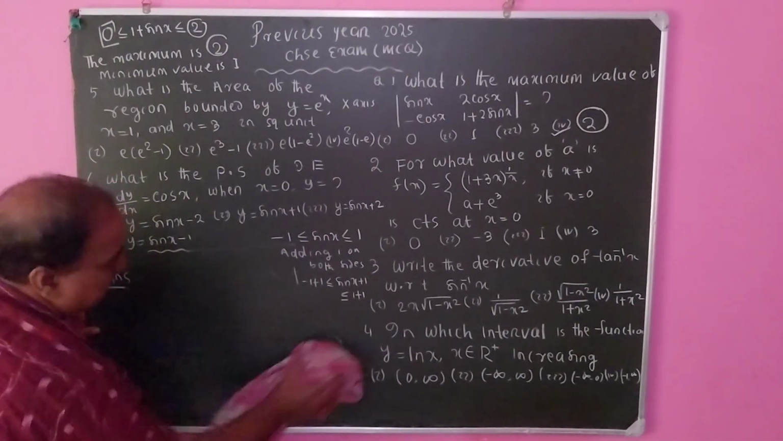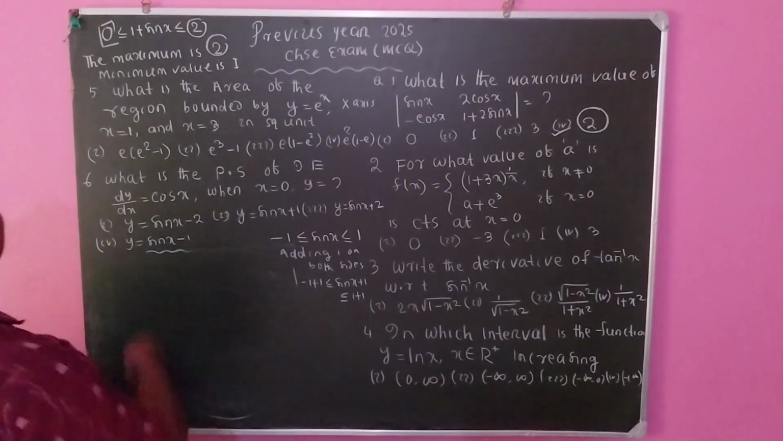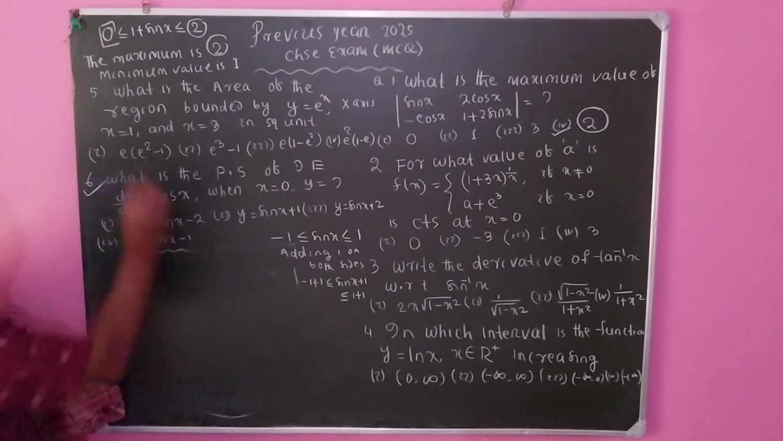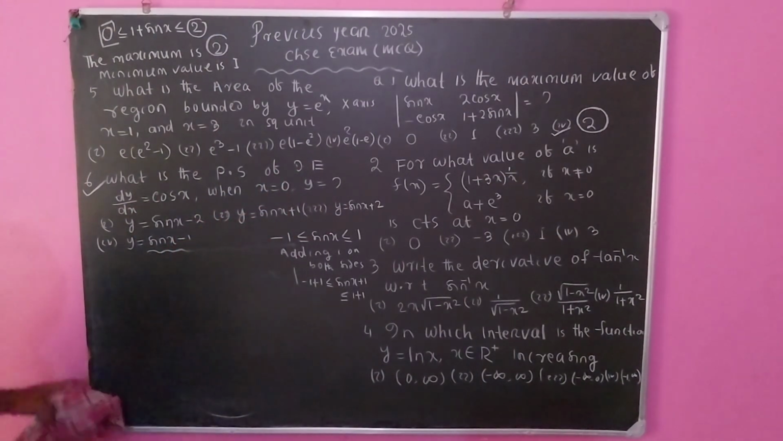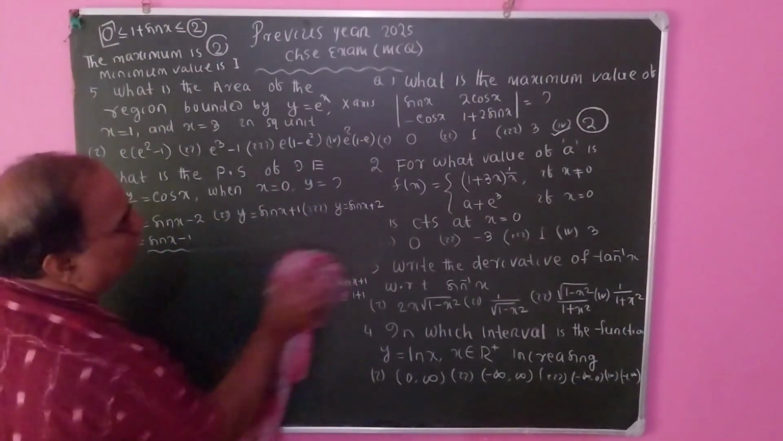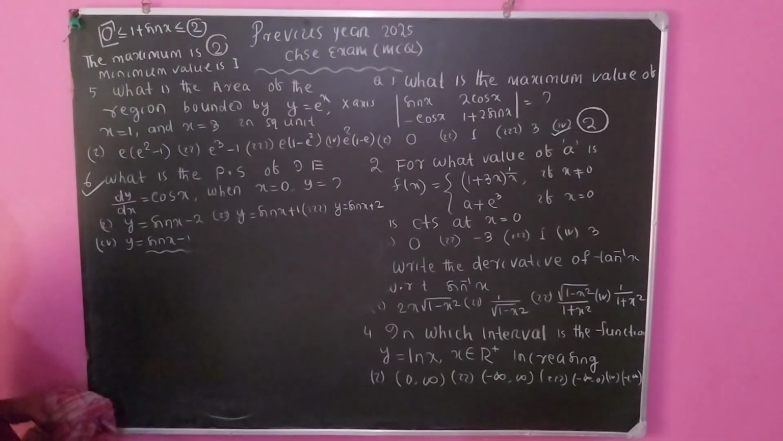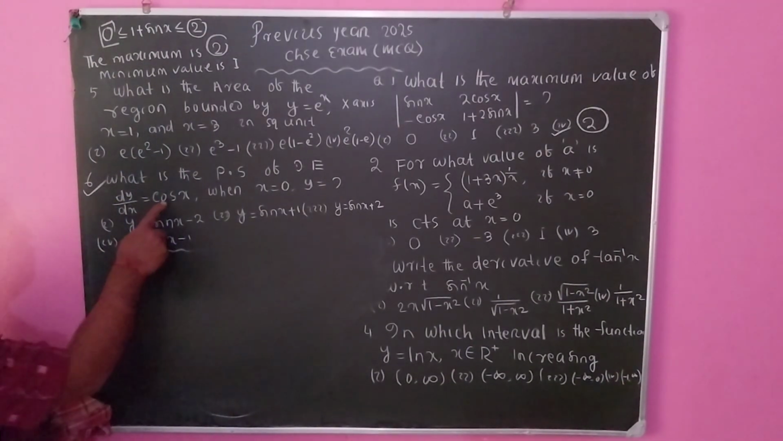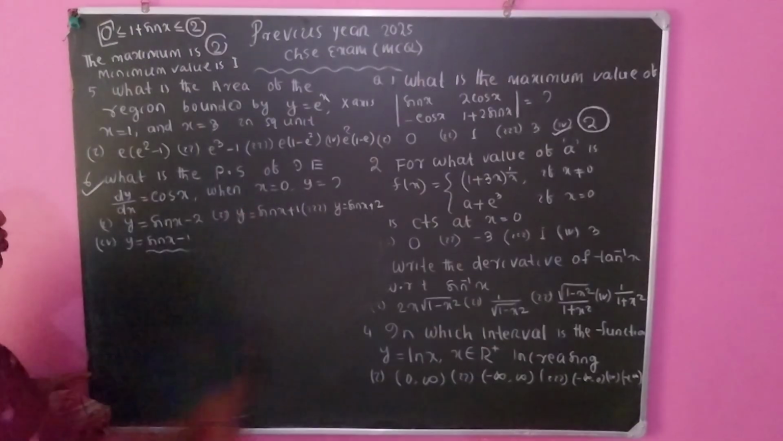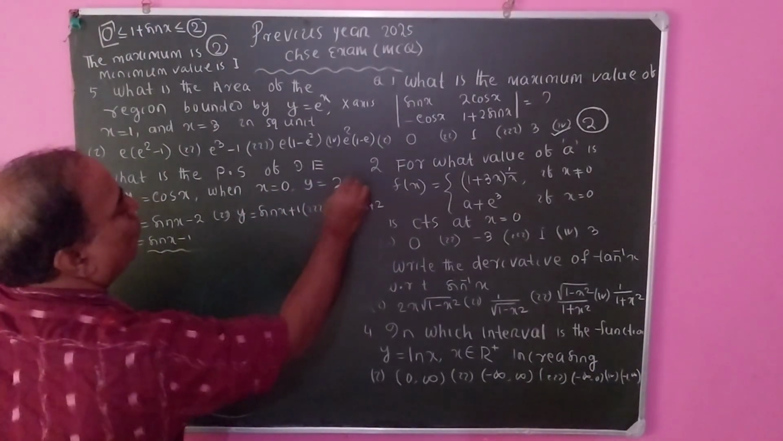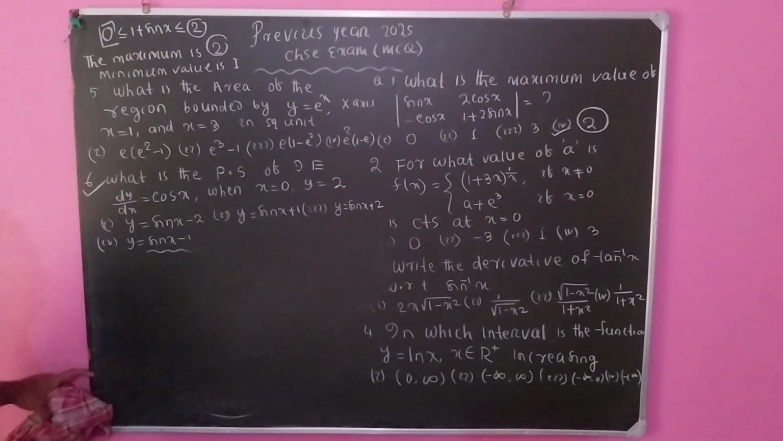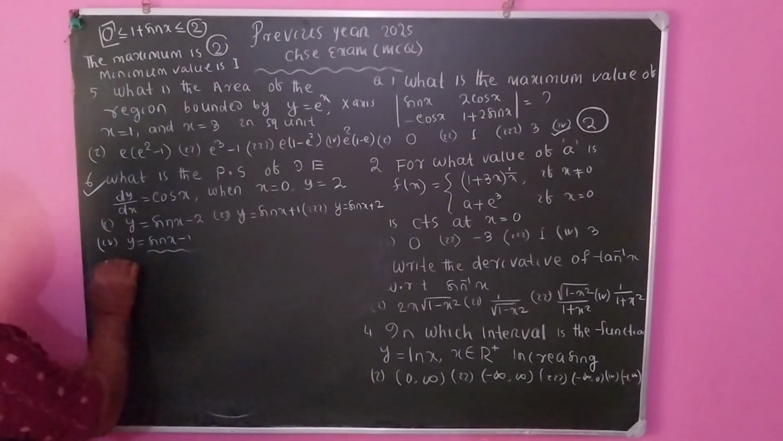Question number 6. We have to work out question number 6. What is the particular solution of the differential equation dy by dx is equal to cos x, when x is equal to 0 and y is equal to 2? So first of all, you have to find the general solution. Write down the answer.